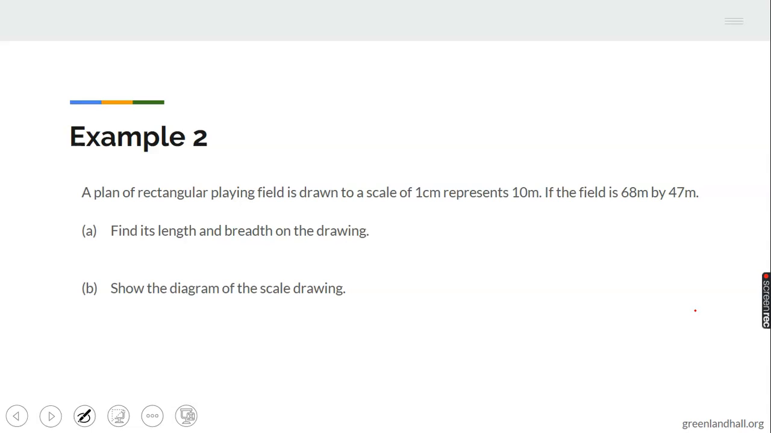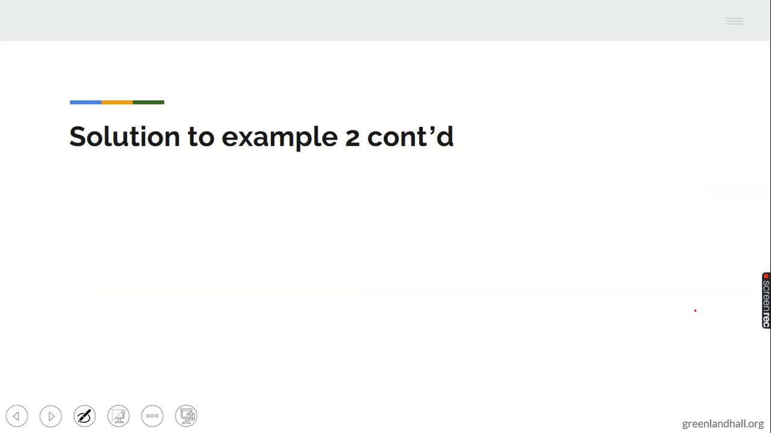Now let's look at another example, which is example 2. A plan of a rectangular playing field is drawn to a scale of 1 centimeter represents 10 meters, as you can see. Now, if the field is 68 meters by 47 meters, find its length and breadth on the drawing, then show the diagram of the scale. So I will just go directly to the solving.